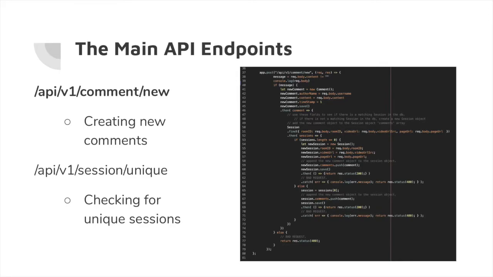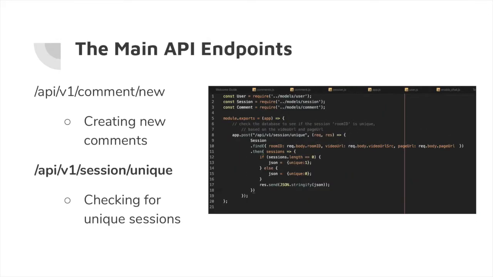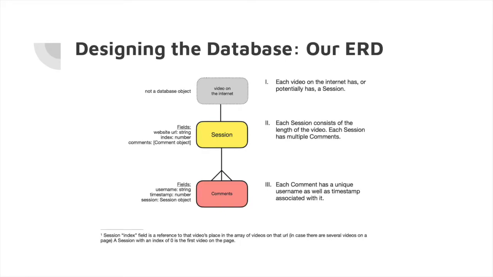The site's two main API endpoints are /api/v1/comment/new for creating new comments, and /api/v1/session/unique for checking if the session identifier already exists in the database. When designing our database, we paid special consideration to the entities that our database would store and the relationships between them. We decided that users would create sessions as well as comments that would be attached to a session.